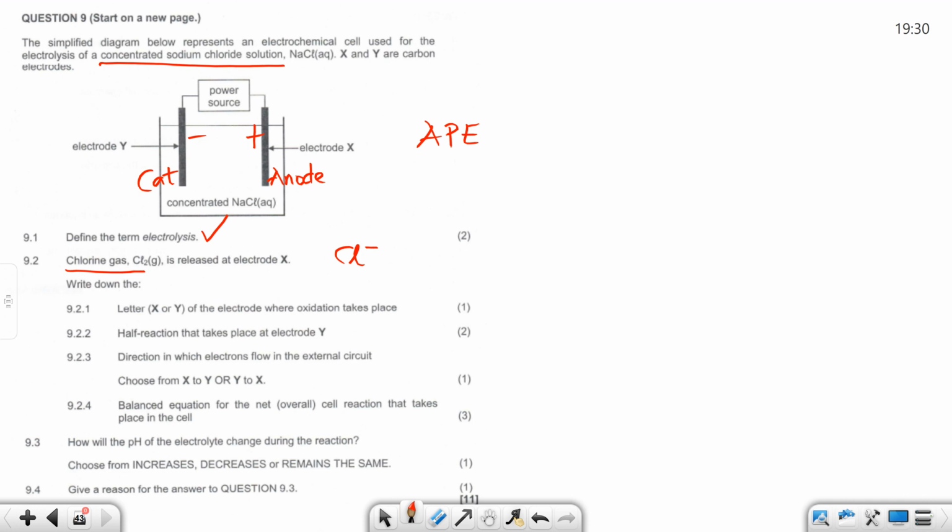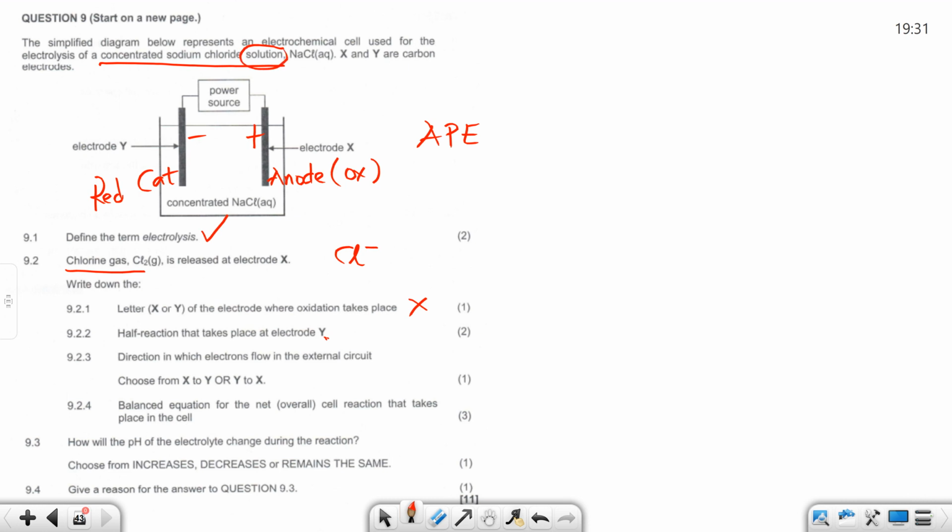Letter X or Y. Okay, and what happens at the anode? Oxidation. What happens at the cathode? Do you know we are done with this one? Letter X or Y. Write down letter X, where oxidation takes place. It's X. Half reaction that takes place at electrode Y.